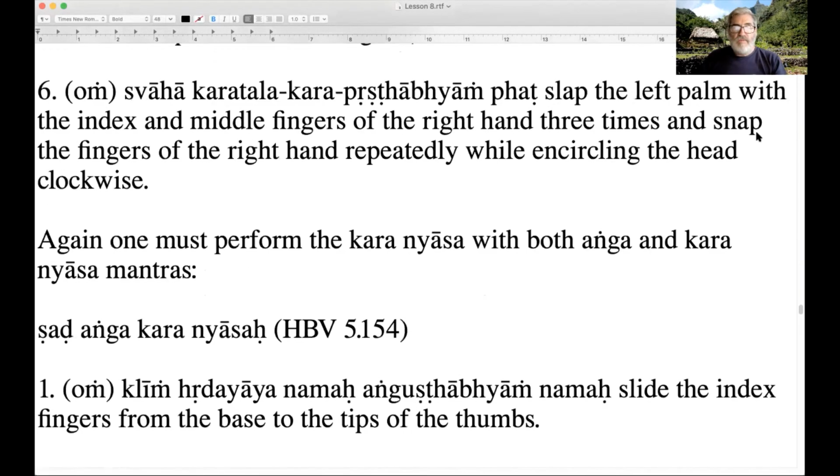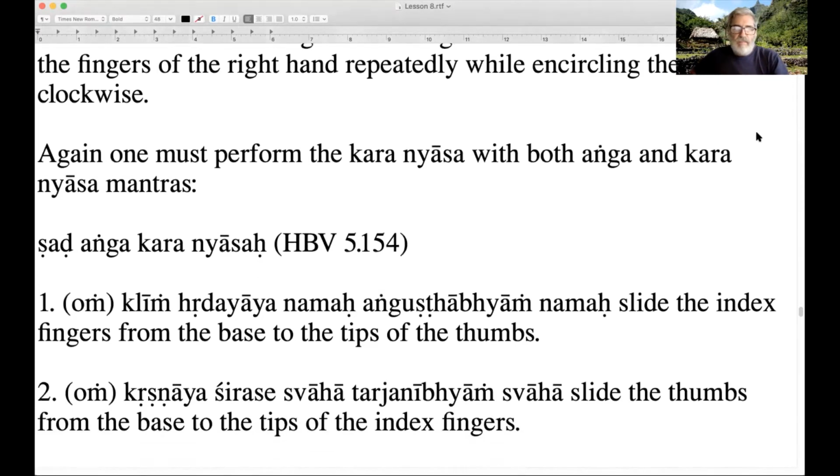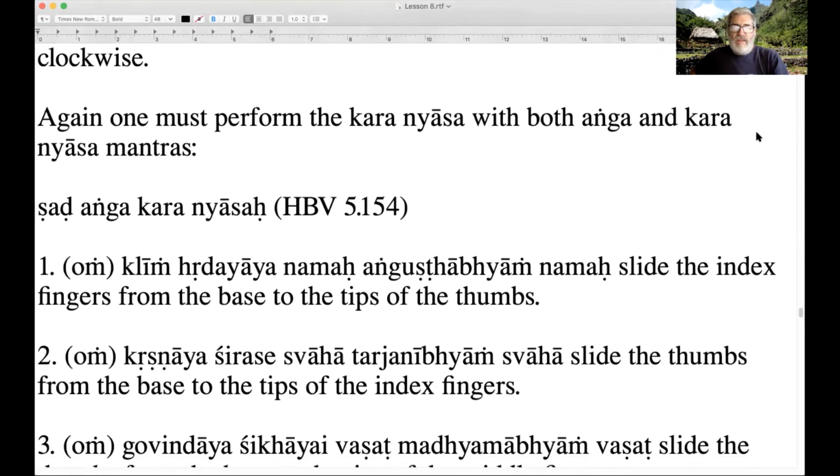Again, one must perform Karanyasa and both Anga Nyasa mantras, right? So again, one has to perform the Karanyasa and Anga Nyasa mantras. So we have to do the Karanyasa twice. In both cases, when we divide up the Gopal Mantra into 5 parts, we do the Anga Nyasa, then we do the Karanyasa, the one on the hands.